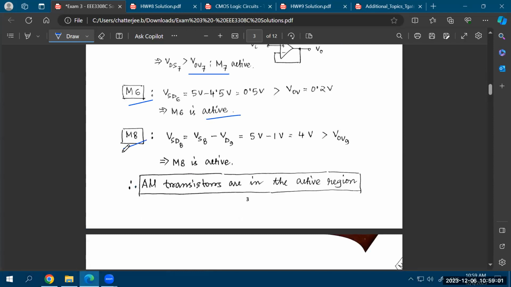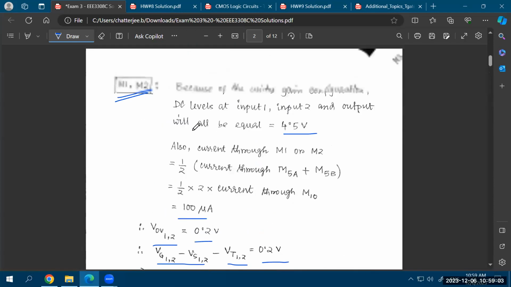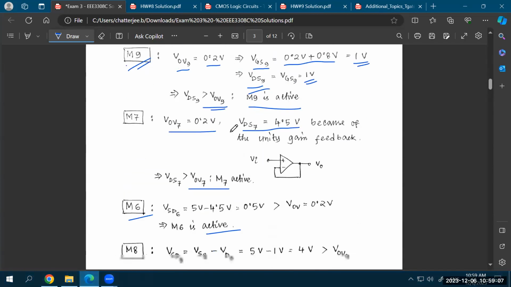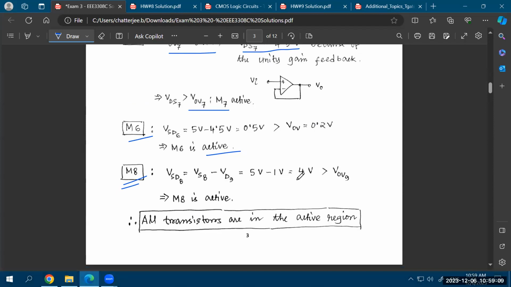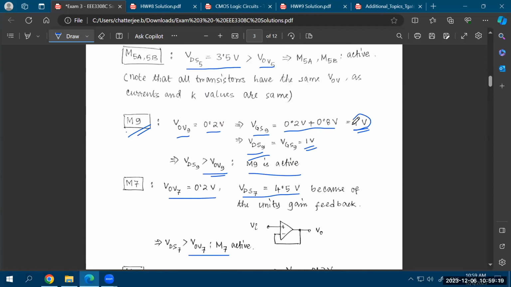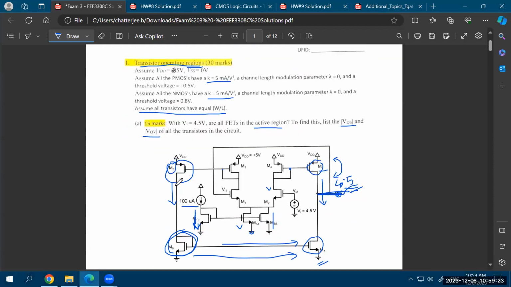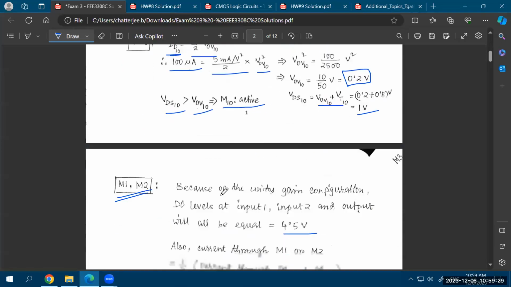Okay. And finally, the M8 transistor, that is the transistor that you see on the left-hand side. For this transistor, again, the overdrive is equal to 0.2 volt, and VSD is equal to VS minus VD. VS is at 5 volt. VD is something that you have already found over here, because the drain of this M8 transistor is this point, which is the same as the drain of the M9 transistor. So you already found that out.